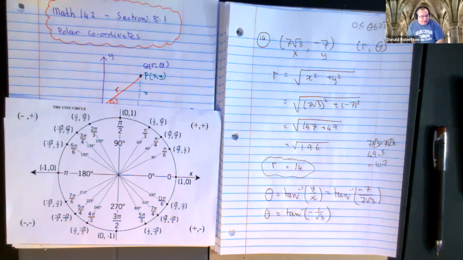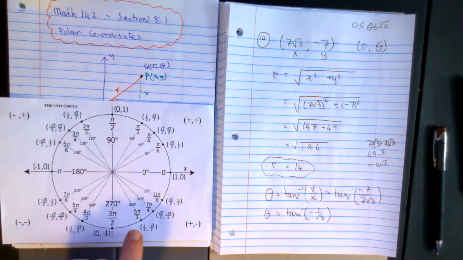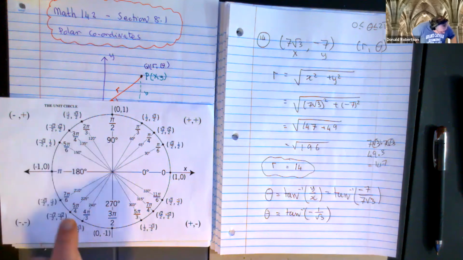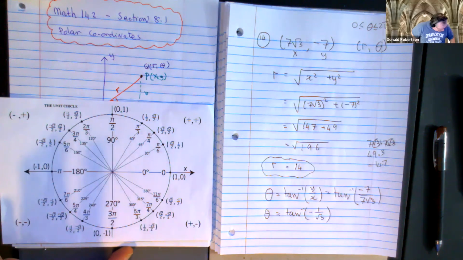-1 over root 3. Where is that guy hiding? He's in here somewhere. Is that 5 pi over 6? Let's check it. 5 pi over... sorry, 6. No, it's 2 pi over 3. Have you changed? You got a different answer? Yeah, it's 2 pi over 3.